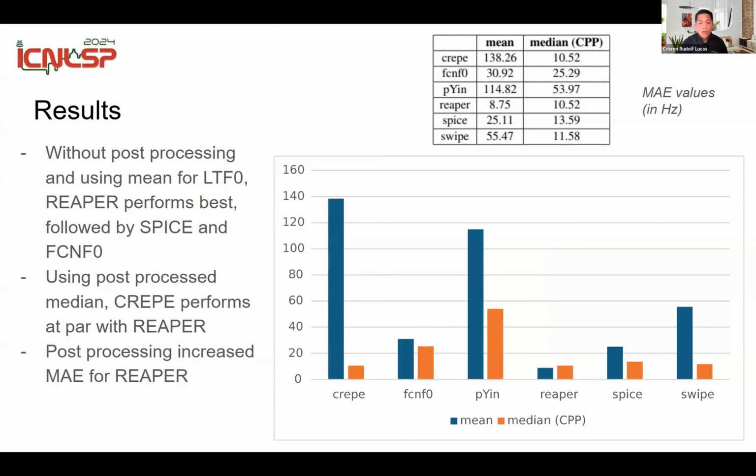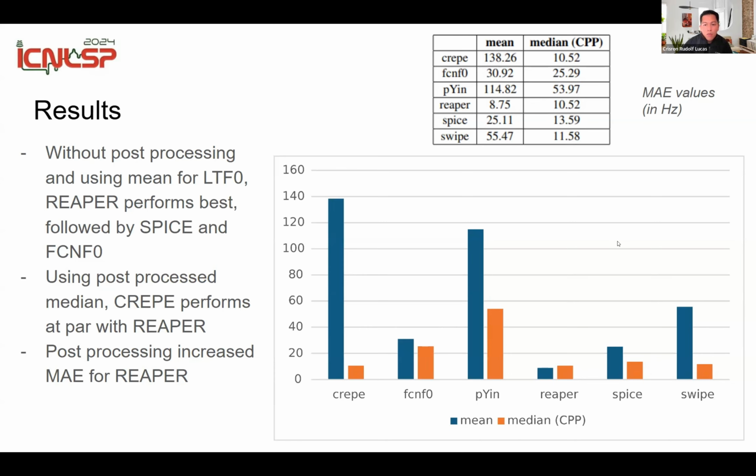and then I averaged it across the utterances for each of the speakers, and then I observed it before and after post-processing. So what you can see on the graph, the blue is the mean unprocessed, whereas the orange represents the median post-processed long-term F0 mean absolute errors. So of course, the lower value is the better.